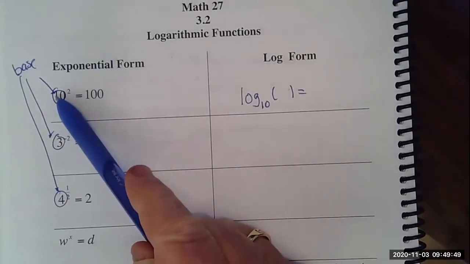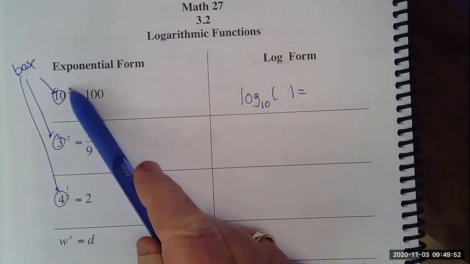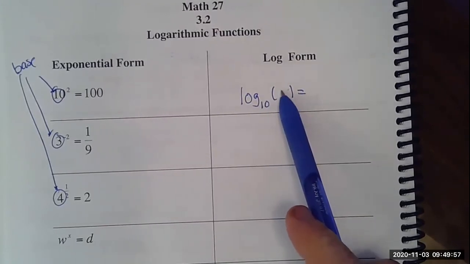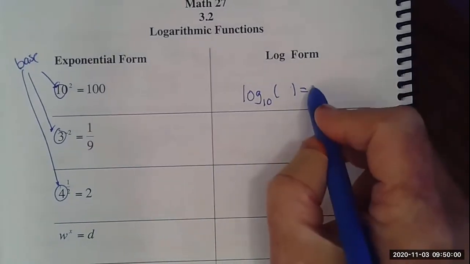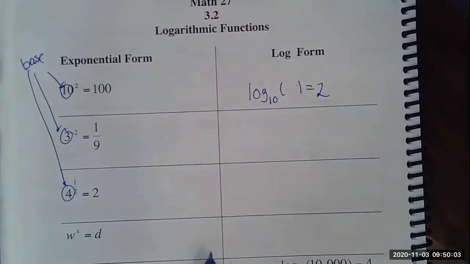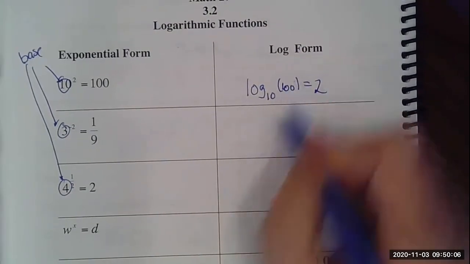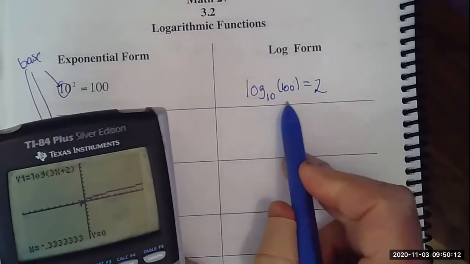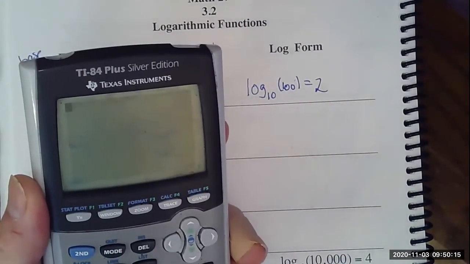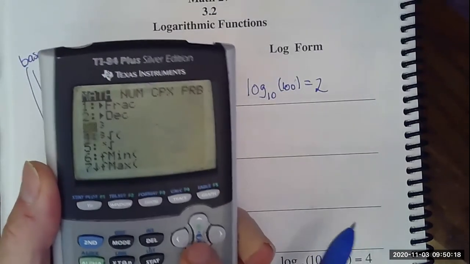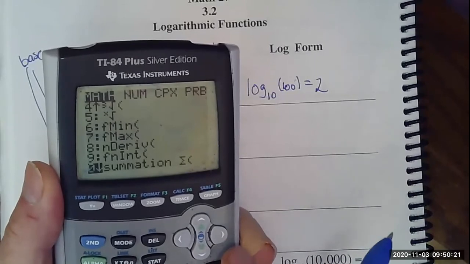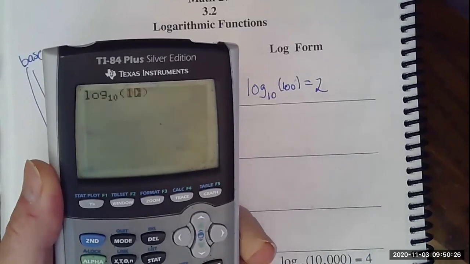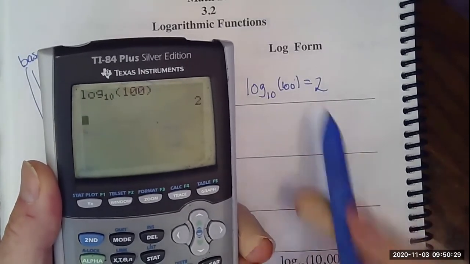As I said before, the way I remember it, if these are connected, they will not be on the same side of the equal sign. So you don't put a 2 here. You put the 2 over here. That means the only place 100 can go is right there. We'll check it with the calculator. Log base 10 of 100. Hey, it worked.